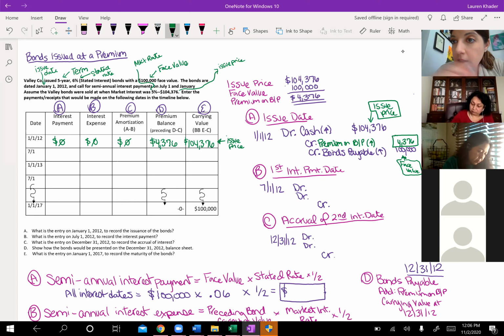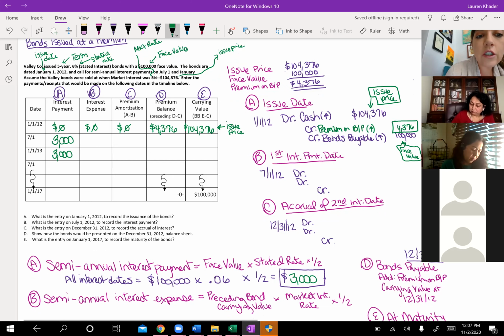For the second date, that's our first semi-annual interest payment date. For the amount of interest that we're going to pay, the calculation is 100,000, which is face value, times 6%, which is our stated interest rate, times 1/2, because these bonds pay out interest twice per year. So every 6 months over the life of these bonds, $3,000 is going to be paid out in interest. 3,000. So I can carry it down to January 1st, 2013 as well, because I know it's going to be 3,000 next period too.